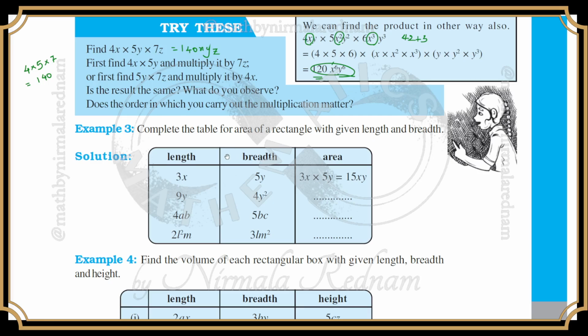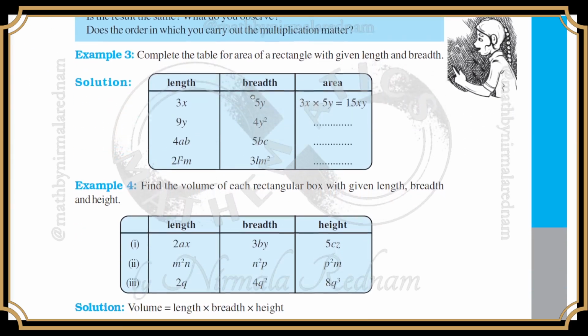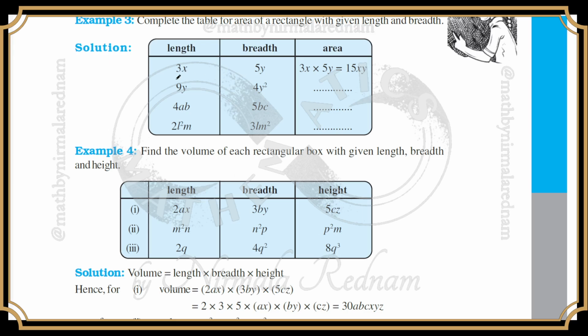Let's look at the next solved example. Here they have given length and breadth. They want us to find the area. So here again 9 into 4 is 36, right? And then I have 36 times y cube. That will be my answer.